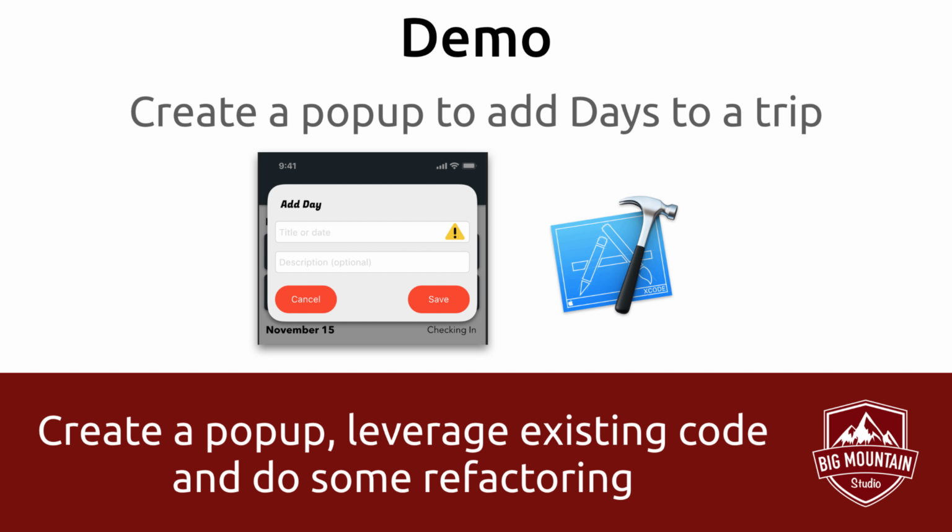Okay, let's head into our project, and we'll start with the existing similar pop-up, the add trip pop-up, and use that as our template and add another field to it for the day's description.